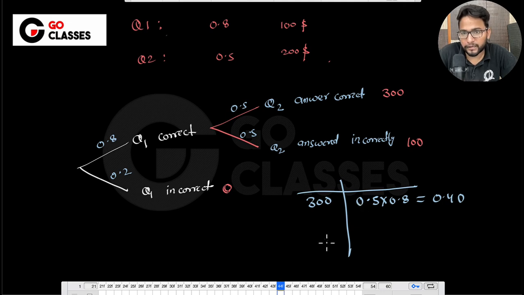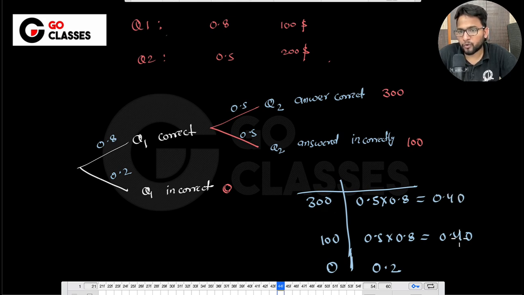And you receive $100 with what probability? Again 0.5 into 0.8, which is 0.40. Now you receive $0 with what probability? 0.2. So with 0.4 probability you will be winning 300, with 0.4 probability you will be winning 100, with 0.2 probability you will not be winning anything. So this is the table which says you will be winning 300 with this much probability and that much probability for other values.